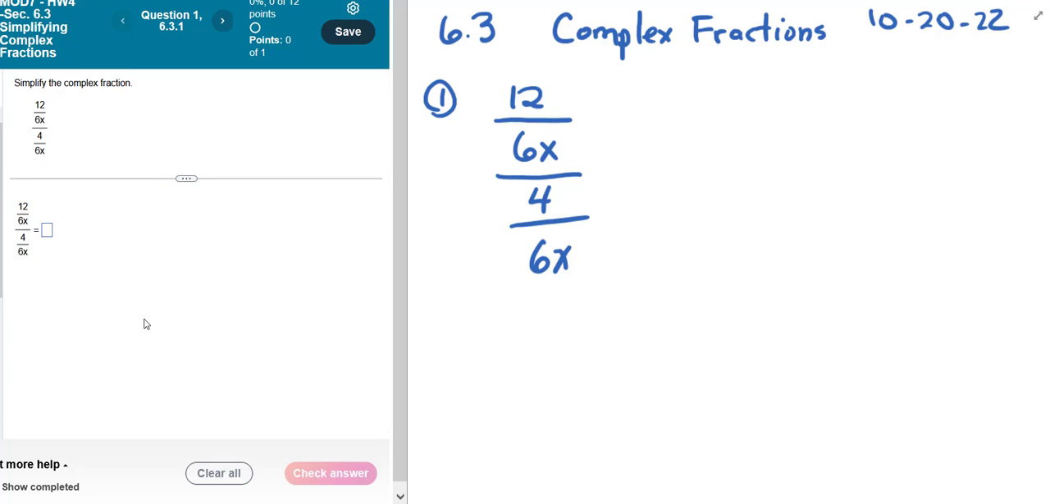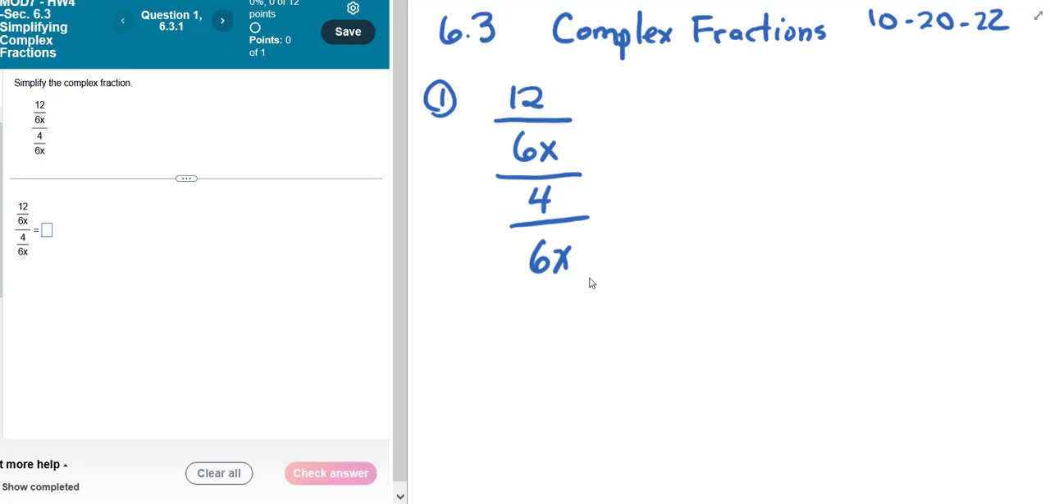We're going to look at complex fractions in this section. A complex fraction has a fraction inside a fraction. And basically, we cannot leave an answer like that. We have to clean it up. There are two techniques that could work for this problem.